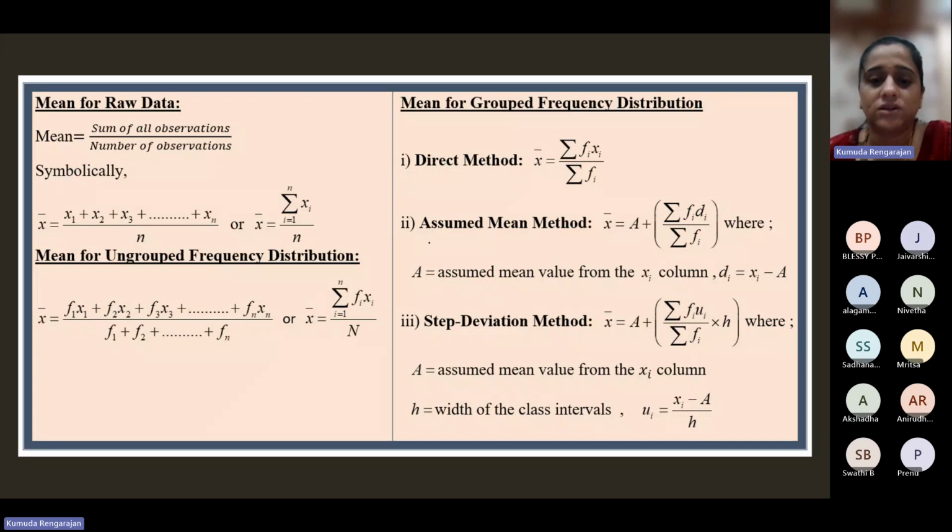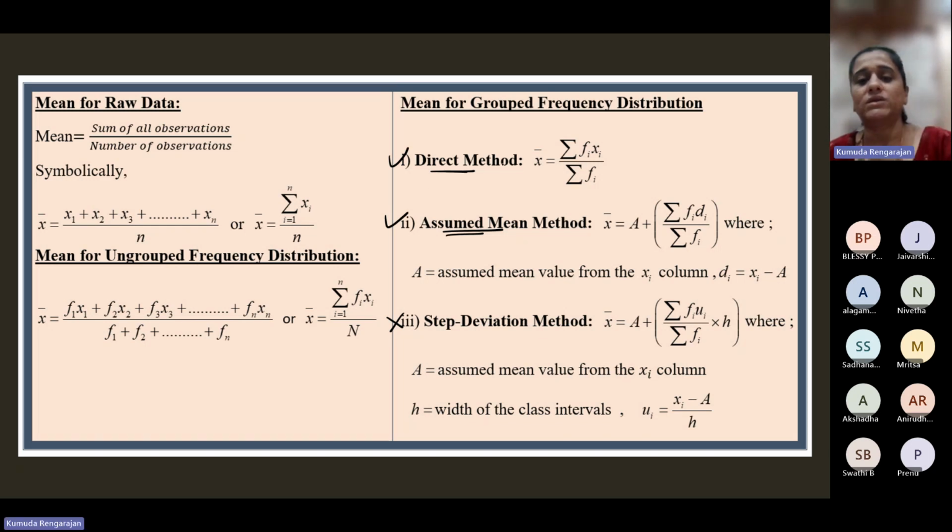All right, children. So this is removed from the syllabus. Look at this one and this one. Mean we can find using the direct method or the assumed mean method. When to use the direct method, when to use the assumed mean method, we'll see when we take up questions. Both the methods will give exactly, precisely the same answer. So when will the assumed mean method be useful? When will the direct method be useful? We'll see that when we take up questions.